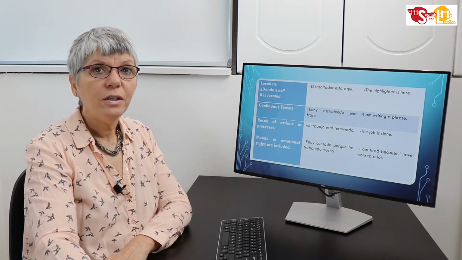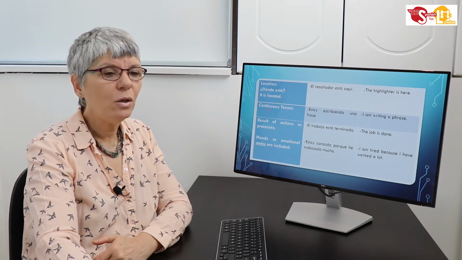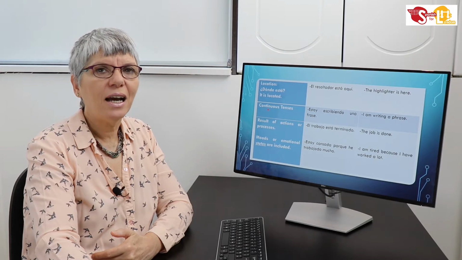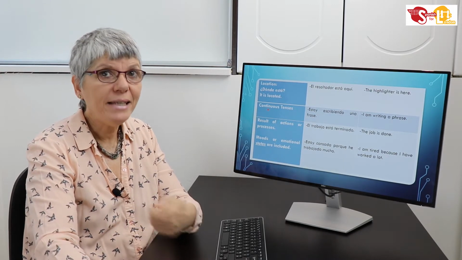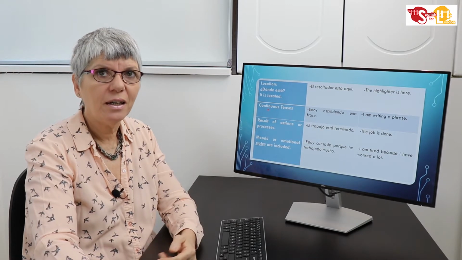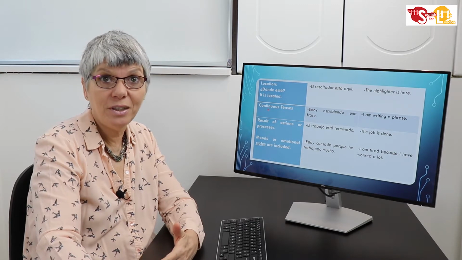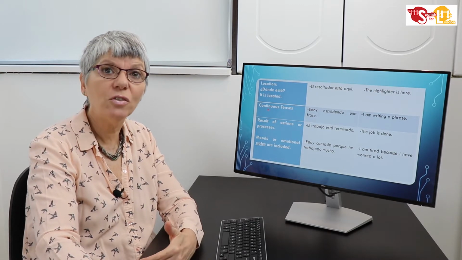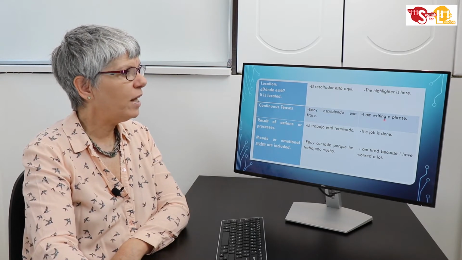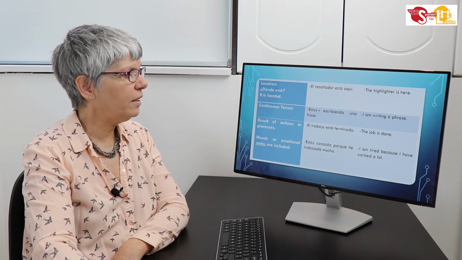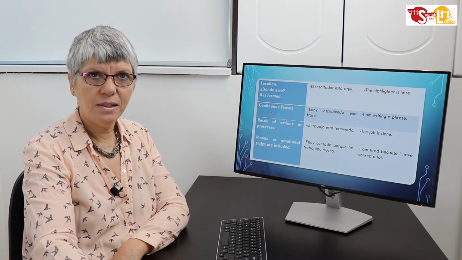Second case, use estar always for continuous tenses. When I say what am I doing right now, it is a state. So what am I doing right now? I am talking. Estoy hablando. I am talking to you. Estoy hablando contigo. I am writing. Estoy escribiendo. And so on. So, I am writing a phrase. Estoy escribiendo una frase. So, use estar for continuous tenses.